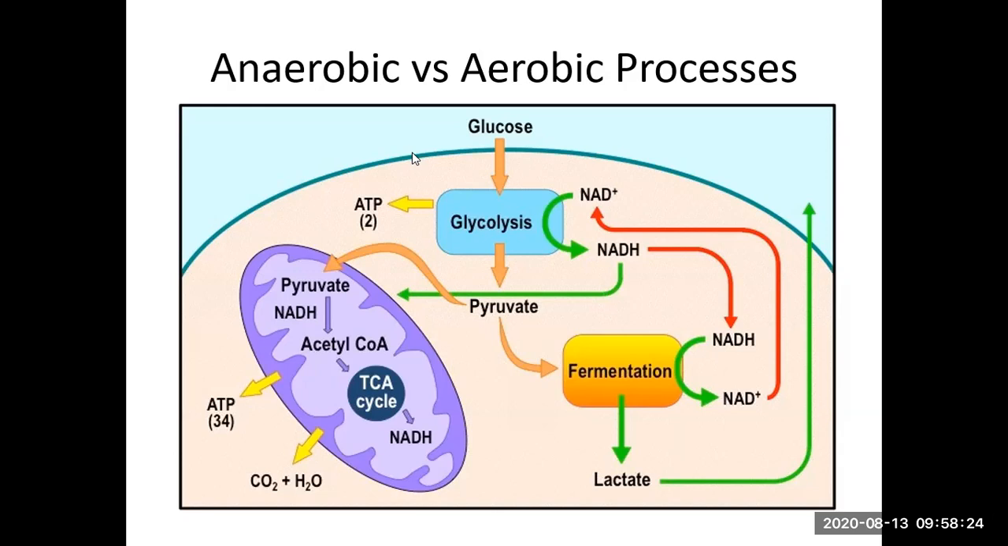And then the pyruvate, if there's no oxygen, you will only receive two ATP and you have the lactate as a result. If you do have the oxygen, we provide the oxygen to the cell. The pyruvate then will enter into the mitochondria to conduct the citric acid cycle to produce what? NADH, FADH2. And that will be used to conduct the oxidative phosphorylation to produce ATP.